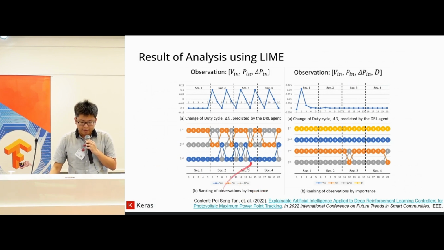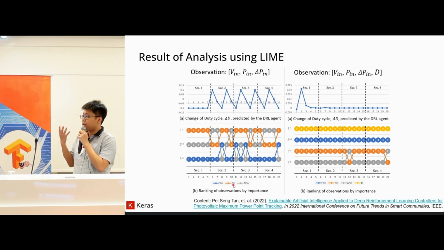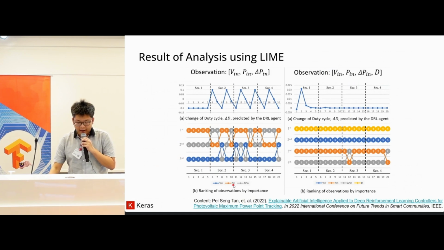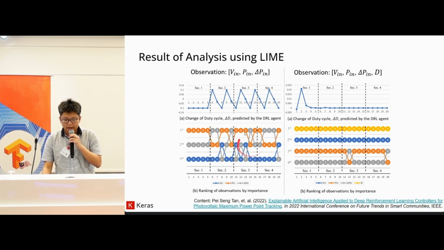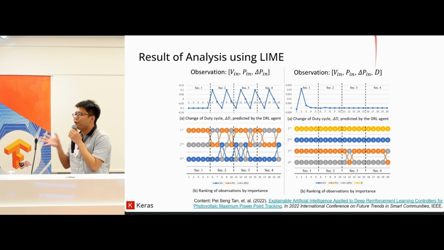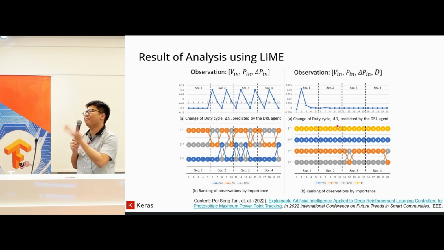So as the first, the P in is the most important, meaning the input power is the most important. After that, when I reach section 2, it seems like the delta P in is getting more and more important. So it's actually fluctuating here. But if I added the information D here, you will see there's no fluctuation there. So you may ask, why?